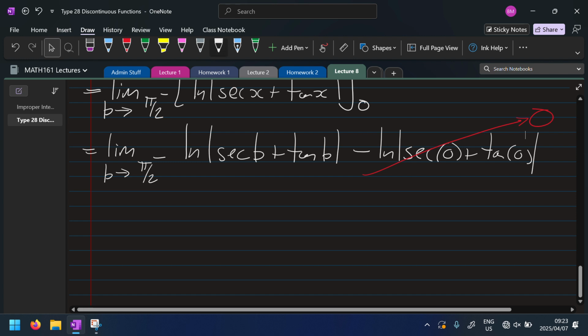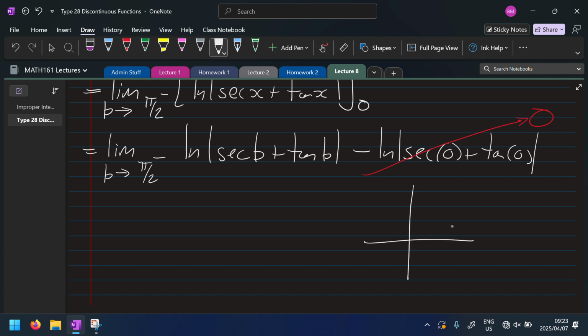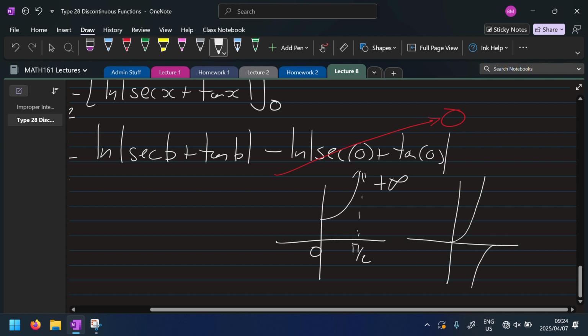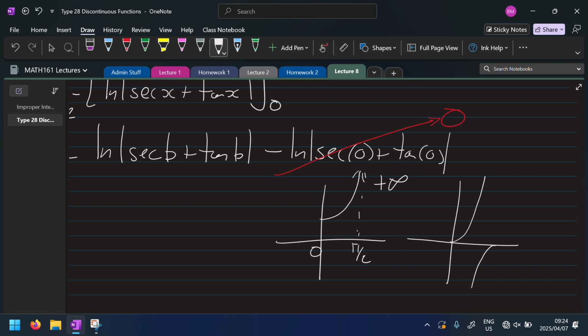Let's draw a little picture again. So sec, it's going to look something like this. When b goes to pi over 2 minus, sec goes up to infinity. So this will be plus infinity. Okay, so that's what happens to sec. What happens to tan? So tan looks like this, right? With that asymptote at pi over 2.